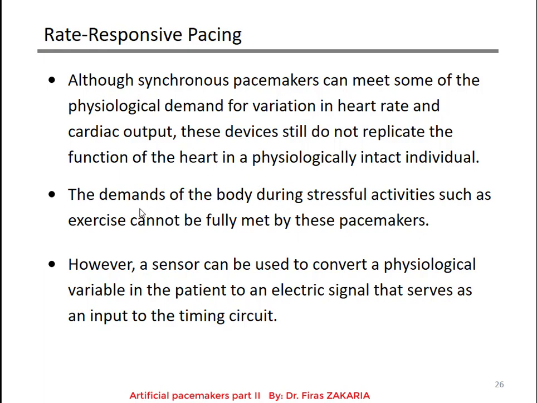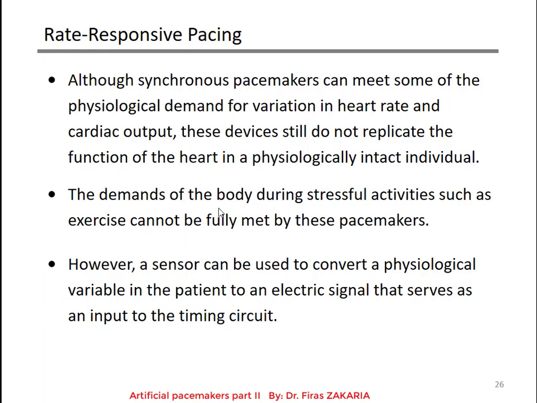There are also functions that they do not take into consideration. For example, if the person does activities, if he runs, if he walks, if he does sports, the demands of the body during stressful activities such as exercise cannot be fully met by these pacemakers. These synchronous pacemakers work very well when the patient is at rest and not doing any high-level activities, any exercises, running, walking, or else.